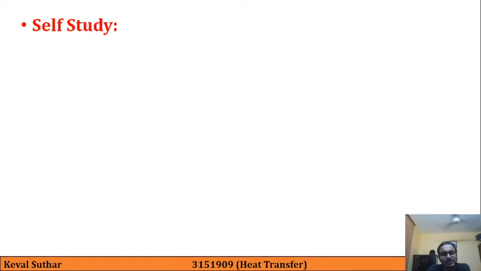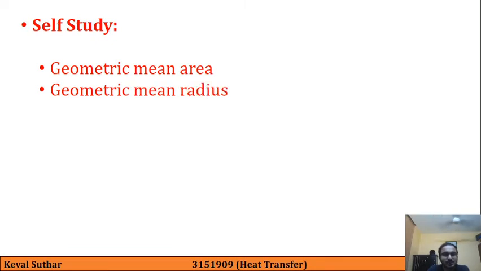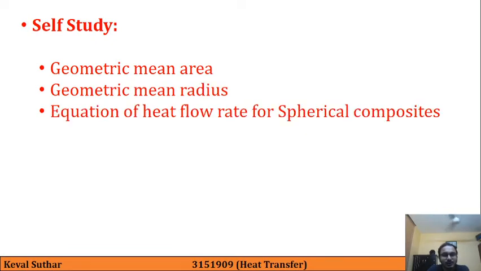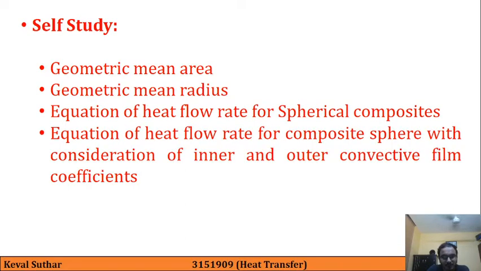There are a few things that I gave you in self-study, that is geometric mean area, geometric mean radius, equation of heat flow rate for spherical composites, and equation of heat flow rate for composite sphere with consideration of inner and outer convective film coefficient. So I hope that you have completed this part by yourself.